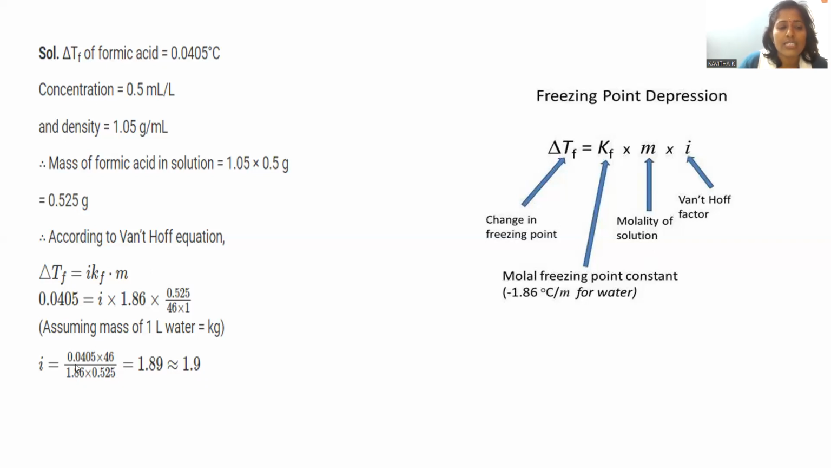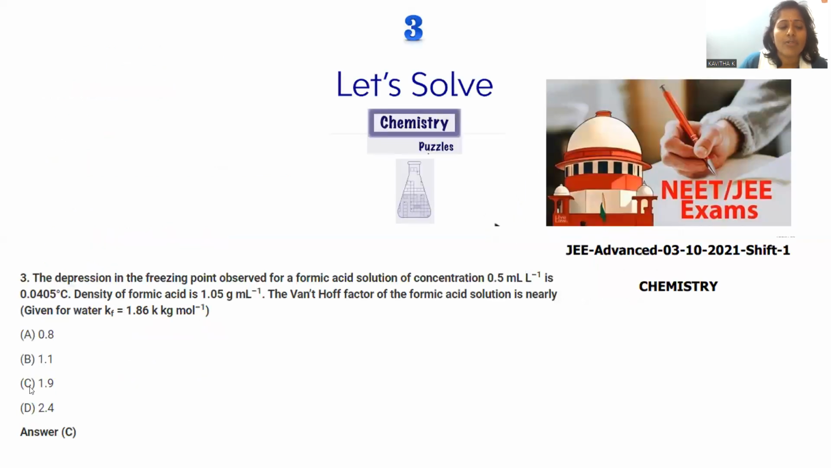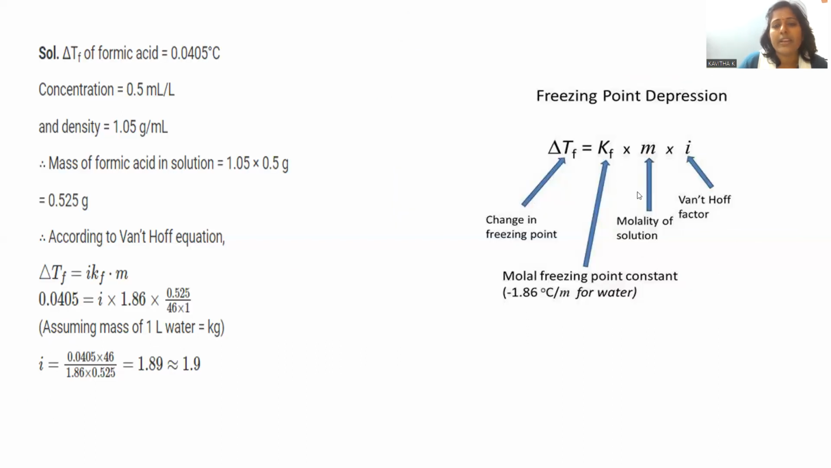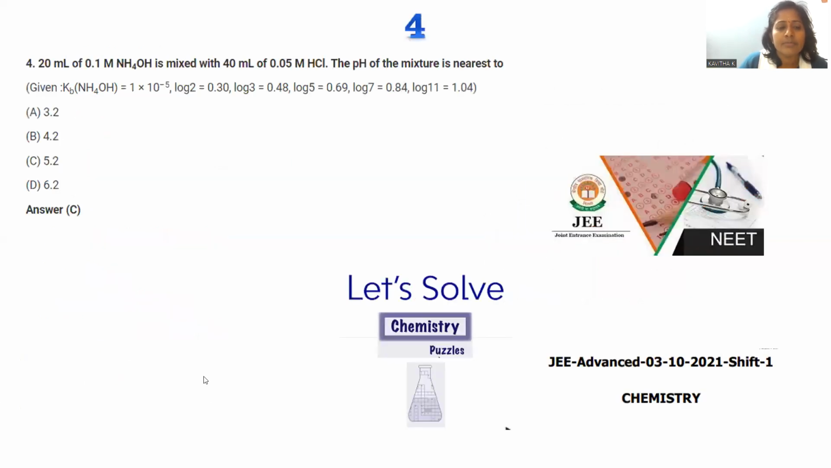So if you do this calculation, this i denotes what? Van't Hoff factor can be calculated as 1.89. That 1.89 rounded up into 1.9. So that is option number C. This is a way to solve the problem. Let's repeat the formula once again. Delta Tf is equal to Kf into m into i. i is called Van't Hoff factor. Here Van't Hoff factor to be predicted like this.